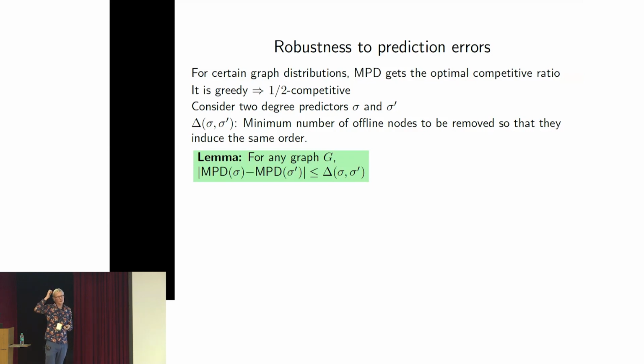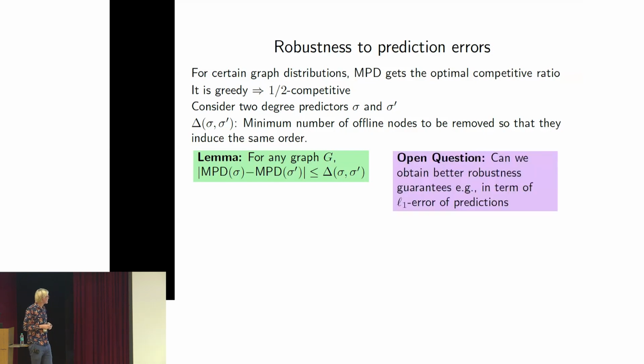For instance, you could consider CLVB random graphs where all the probabilities are close to, say, 1 over n, but they have some order, and then you could reverse them all, but still have them be very close to 1 over n. And then this number delta would be n, but you would expect that MPD behaves almost the same way on these two. So this is another open question that would be nice to solve: whether we can get better robustness guarantees in terms of, say, the L1 error of the predictions. And you could consider this for CLVB graphs. You can also consider it for general graphs, but in that case, I think that this lemma may be tight. So in that case, you probably have to modify the algorithm as well.